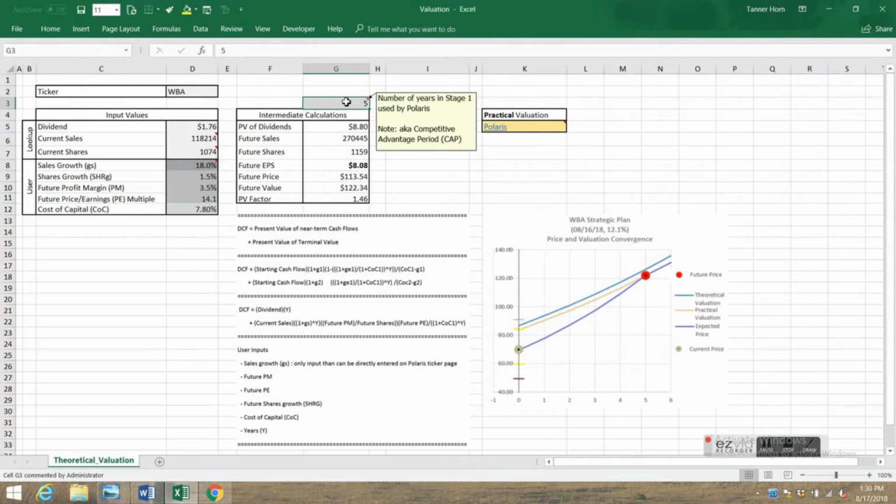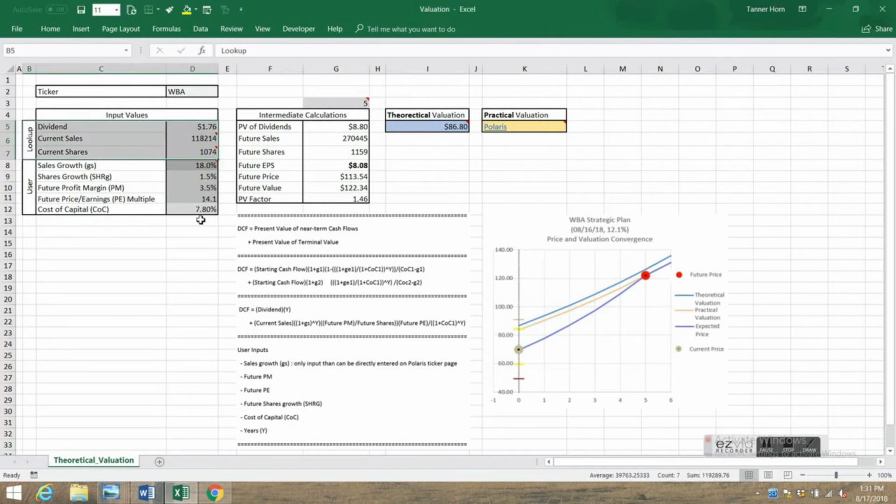Y is the number of years that you spend in this competitive advantage period, or it could even be a competitive disadvantage period. It's whatever short-term period you feel like the company is going through something that's not necessarily going to be around 5 years out. Again, Polaris assumes 5. There are other values that you need to know, namely what is the current dividend, what are the current sales, and what are current shares. That's more lookup. You go find those somewhere on websites. I will show you how you can find those all on the Polaris website.